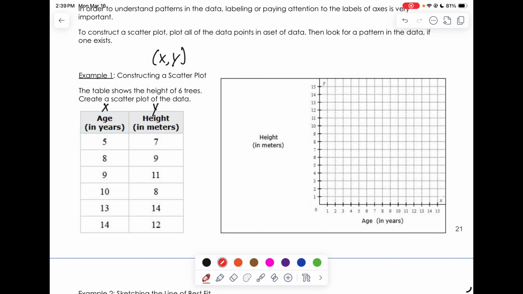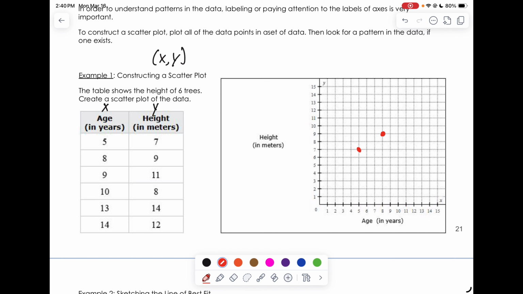So for this first dot at 5, comma 7, my x is at 5. So I'm going to go to 5, but then my y is 7. So then I got to go up to 7, which would be right there. So my x is 5 and my y is 7. Next up, I got 8, 9. So my x is at 8, and then my y is at 9. And if you want, you can draw a line just so you know that you're on that 8, and then put a dot at 9. Just make sure you erase your line.